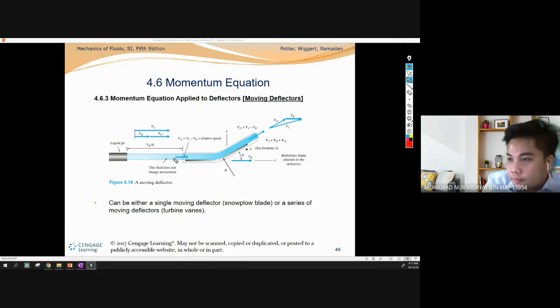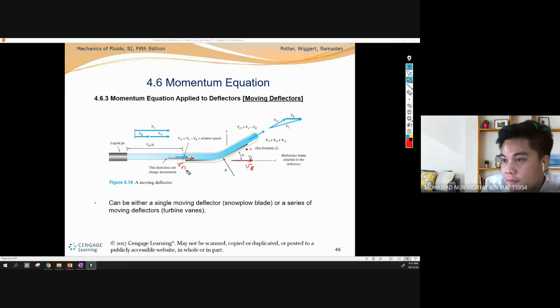So, as I mentioned before, when the fluid enters this moving deflector, it will change the speed or velocity. It will change in this part. Let's say we name it VR1. This is velocity relative 1. And there is the moving of this deflector, which we call VB.